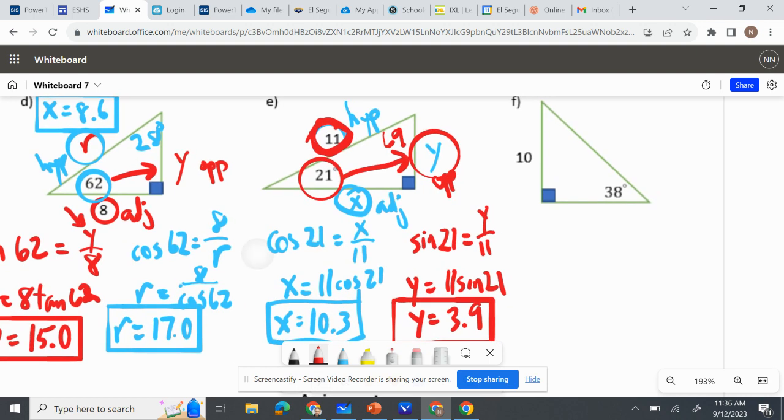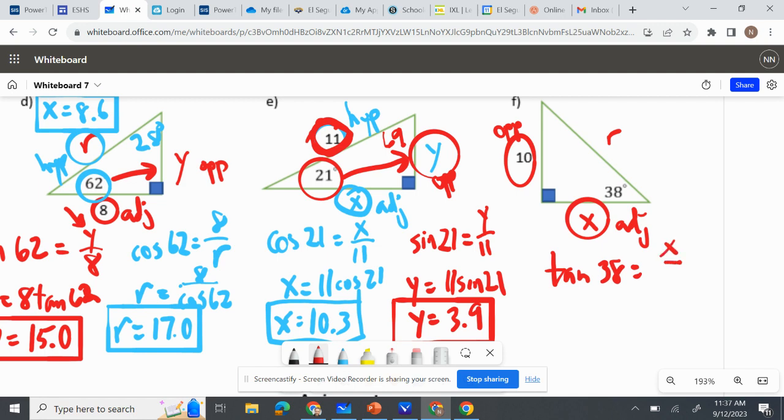And for our last one, I'm going to solve for x and r. I'm going to start off with x. That would be my adjacent side, and my opposite side, that would be tangent. So I'm going to go tangent of 38 is equal to x over 10. Since my variable is on top, I'm multiplying. So that would be 10 tangent of 38, which is 12.8.